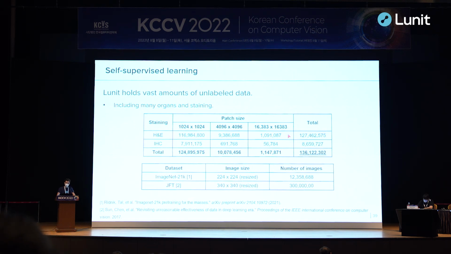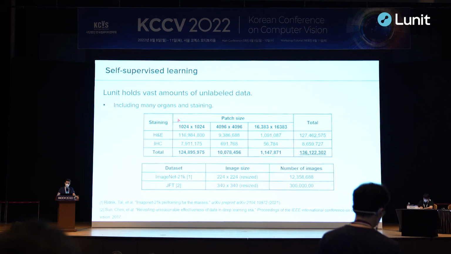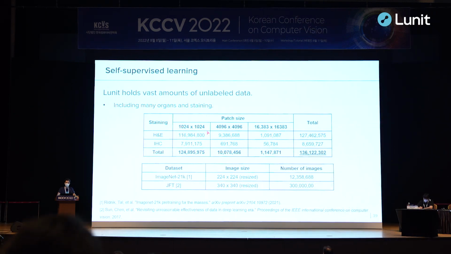So this is a comparison of our data set, including many organs and stainings, with the computer vision ones. So if we merge everything together, all the organs, stainings, kind of images, and different sizes of the patches, we have around 136 million patches unlabeled. In the computer vision domain, people can use ImageNet 21K, which has 12 million images, or JFT, which is a closed data set by Google with 300 million images. But look at this, the image size is much smaller than the ones that we have, so I claim that we do have a lot of images.